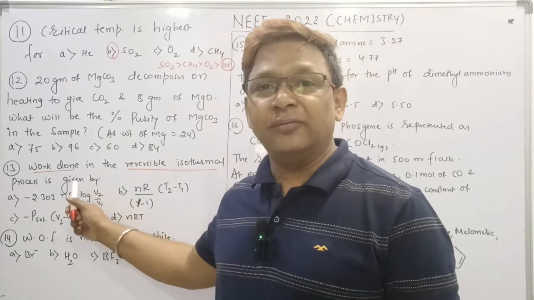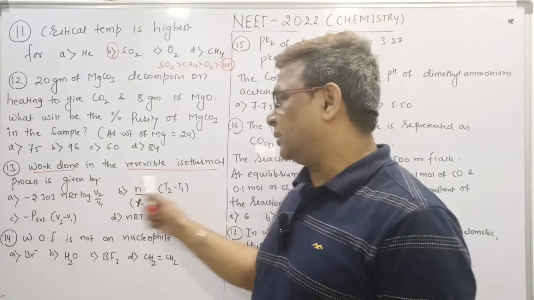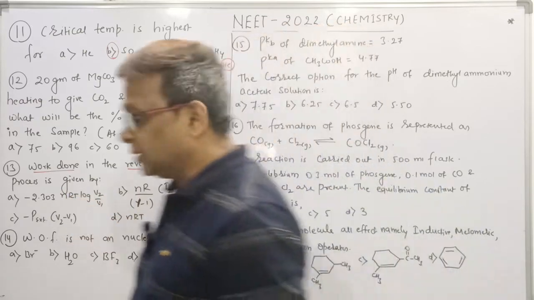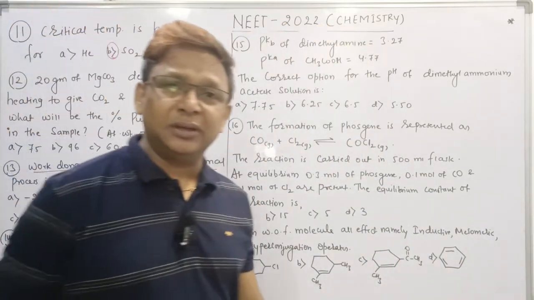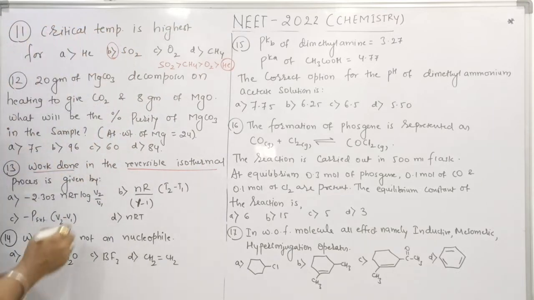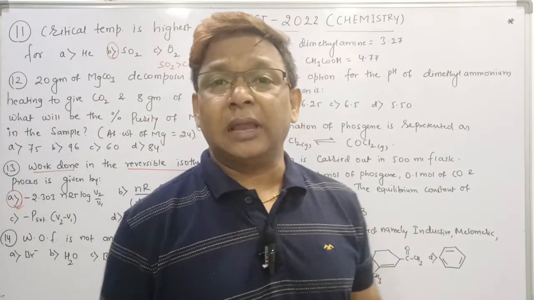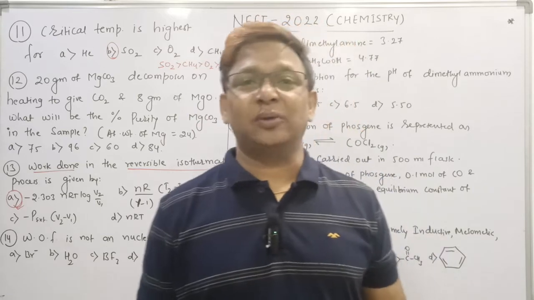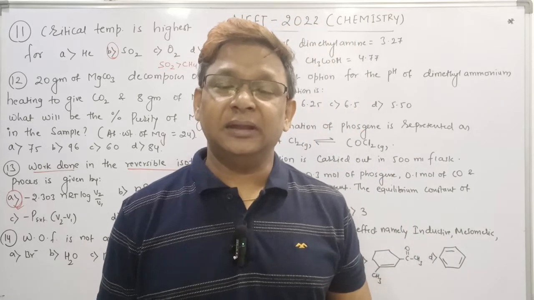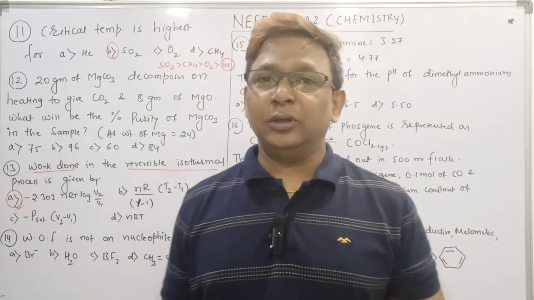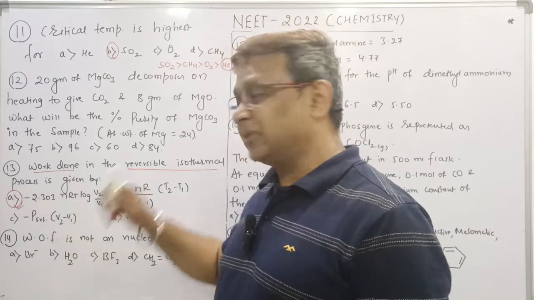So what is the formula for the work done in the reversible isothermal process? Direct formula beta, minus 2.303 nRT log to the base 10 V2 by V1 is the answer. That is A. But here, minus P external (V2 minus V1) is the formula to calculate the work done. W equal to minus P external delta V. Delta V is the change in volume, V2 minus V1. So third option for W.